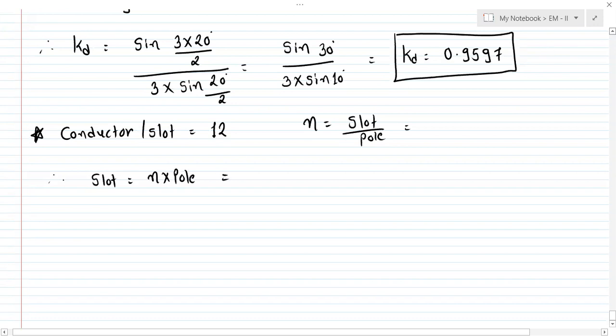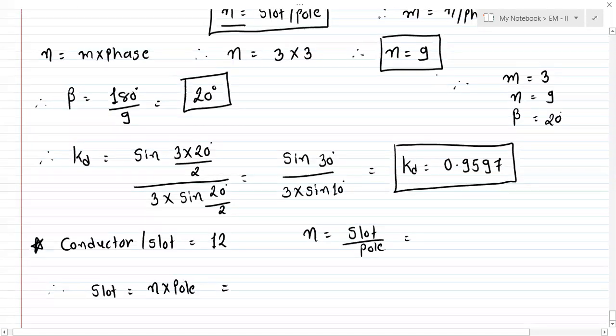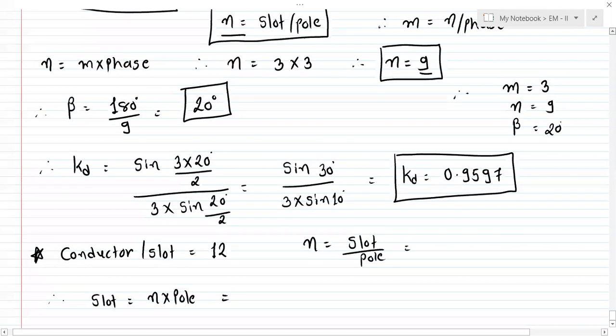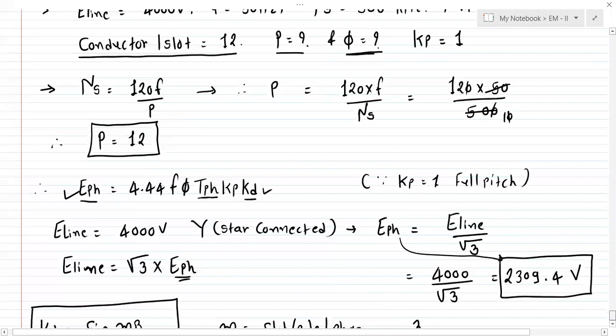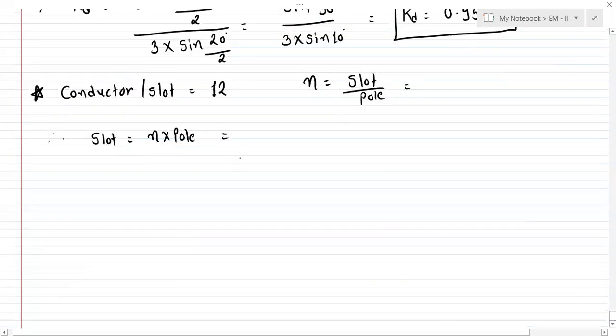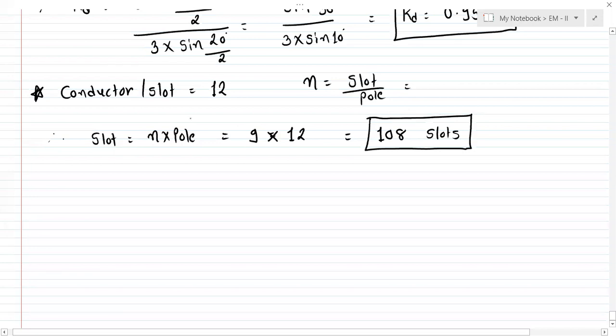Now you have the value of n. What is the value of n here? 9. The poles we already found. What is the value of pole? 12. So just write down here: slot is equal to 9 into the number of poles, 12. So we have a total of 108 slots in our armature.